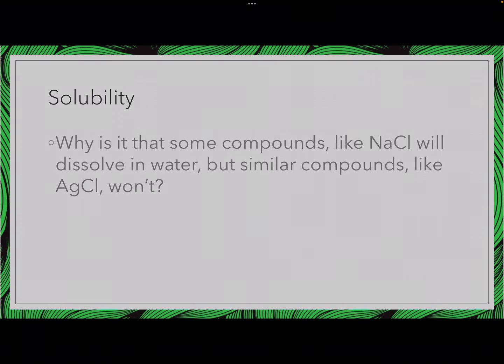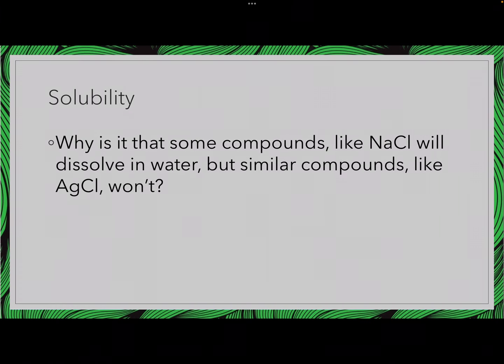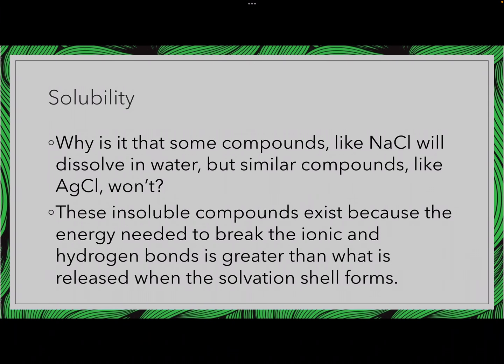Now, why is it that some compounds like sodium chloride will dissolve in water, but similar compounds like silver chloride won't? It's basically because the energy needed to break the ionic and hydrogen bonds is greater than what's released when that solvation shell forms. I should have mentioned that a bit before, I must have missed it on the slide. When the solvation shell forms, we get a release of energy. After the ionic and hydrogen bonds are broken, that's kind of like our activation energy, we're going up to that transition state. When the solvation shell forms, it drops back down. Now, if that process is exothermic, it dissolves quite well. If it's endothermic, it doesn't dissolve as easily.